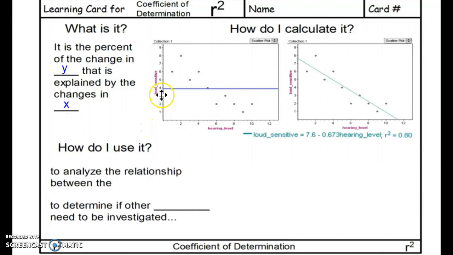So when we're comparing two variables, and we've got one as our independent variable and one as our dependent variable, we obviously can see in this particular case, if we look at this scatter plot, that as hearing level increases, the loudness sensitivity will decrease. So as hearing level increases, the loudness sensitivity is decreasing.